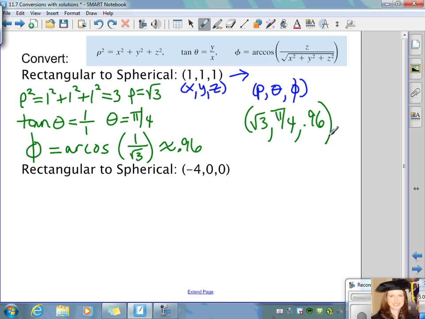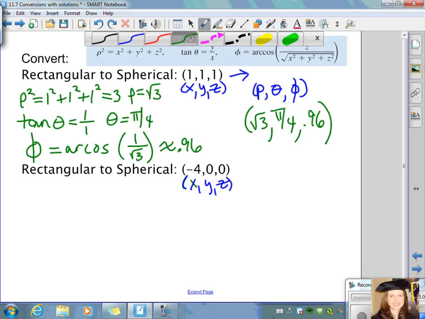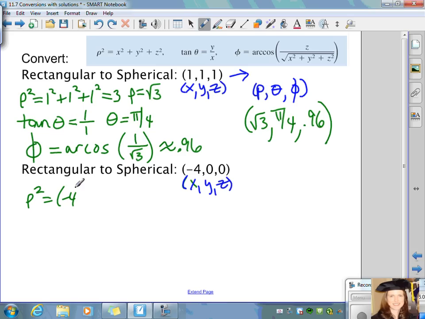Okay, the next point is in rectangular, the point located at (-4, 0, 0). Again, that point is in rectangular, so the points are given as x, comma, y, comma, z, and we want to convert it to rho, theta, and phi. We use the same conversion equations. We get rho squared equals x squared, which is (-4) squared, plus y squared, 0 squared, plus z squared, also plus 0 squared. So rho squared equals 16, and that will give us rho equals 4.